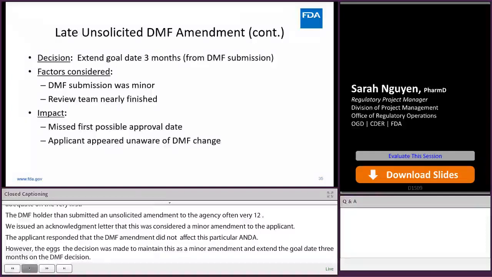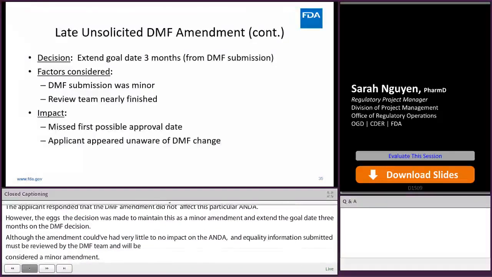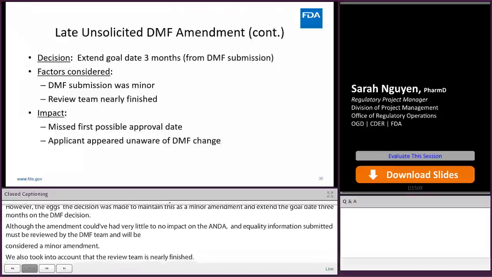So the impact this had was that we missed the first possible approval date, and the imminent approval strategy was derailed. In addition, the applicant seemed unaware of this DMF change.